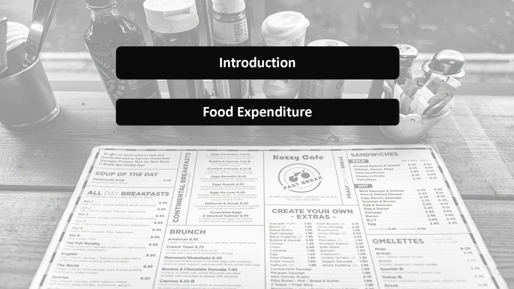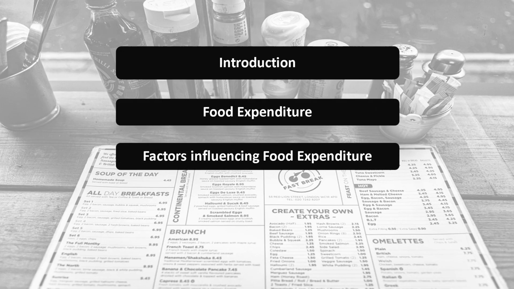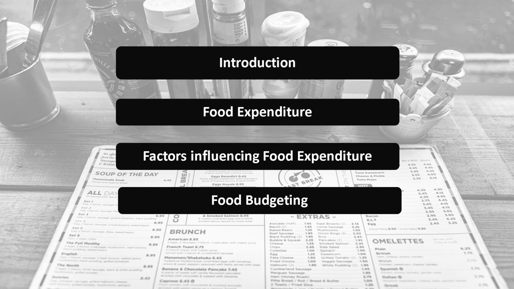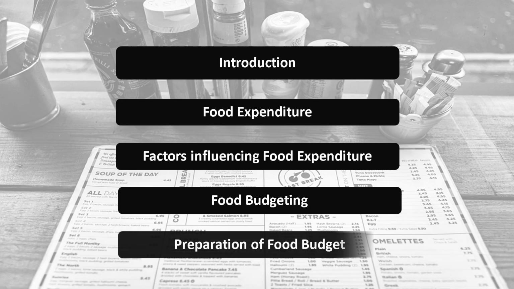Today we will be learning about how we spend our money. This is unit 1 of the course Economics of Food. So here is the insight to the presentation. We will be covering topics like introduction, food expenditure, that is the money we spend from our pockets to get the food. We will also talk about various factors which influence our food expenditure. Food budgeting, that is the points we should keep in mind while preparing a food budget. And finally, we will be preparing a food budget.